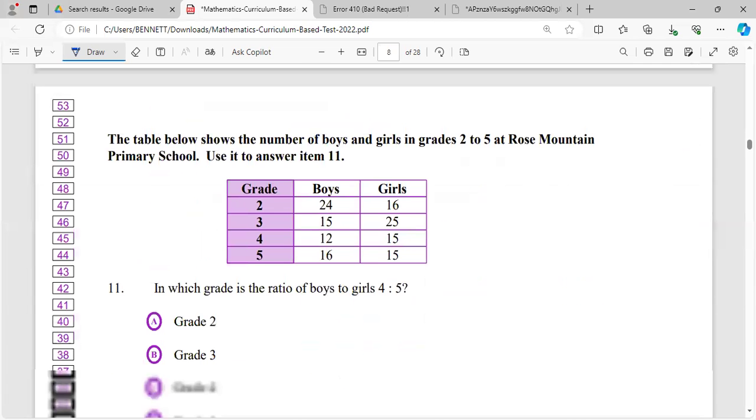All right. The table below shows the number of boys and girls in grade 2 to 5 at Rose Mountain Primary School. Use it to answer item 11.